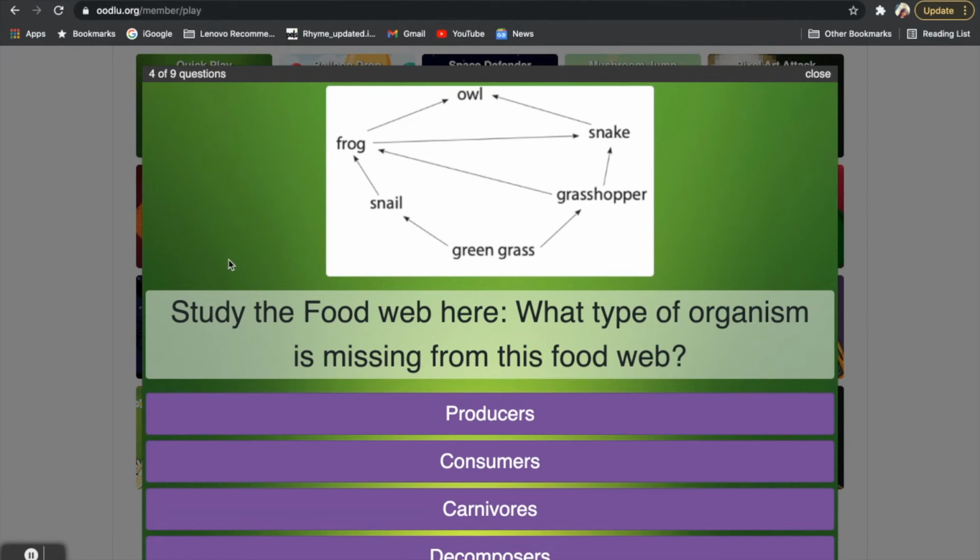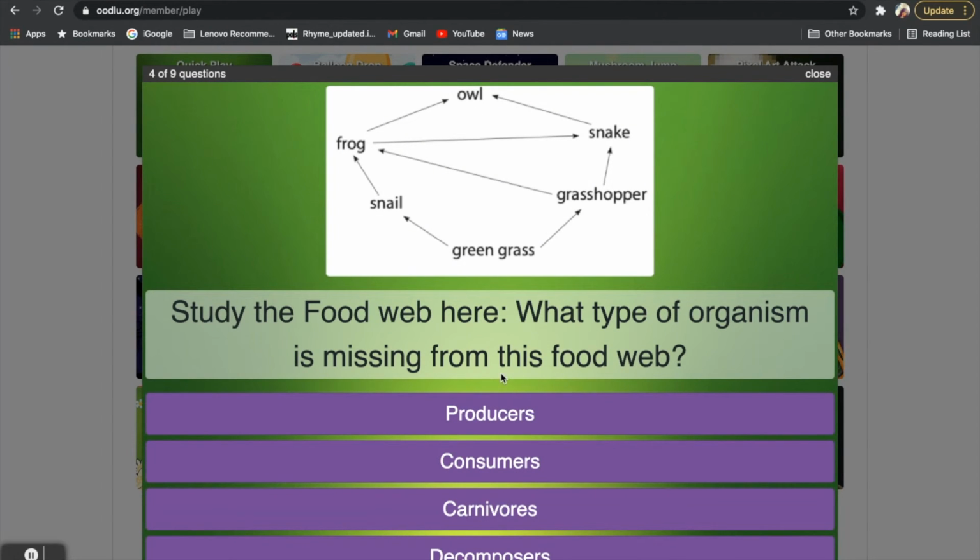What type of organism is missing from this food web? Producer, consumer, carnivore, or decomposer? We have green grass, which can be eaten by a snail, and then the snail can be eaten by a frog. But a frog can also be eaten by a snake, which is then eaten by an owl, or a frog can just be eaten by an owl. Or grass can be eaten by a grasshopper. A grasshopper can either be eaten by a snake or a frog. And the frog, as we saw, can be eaten by a snake or an owl.